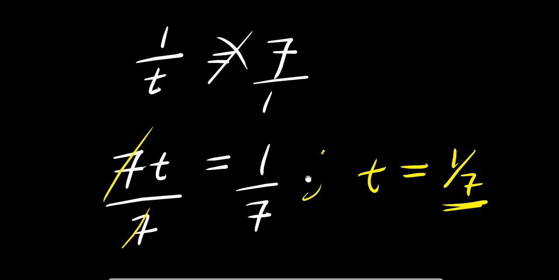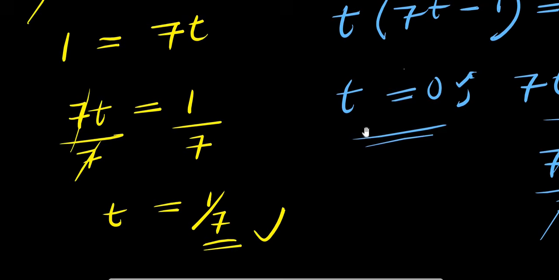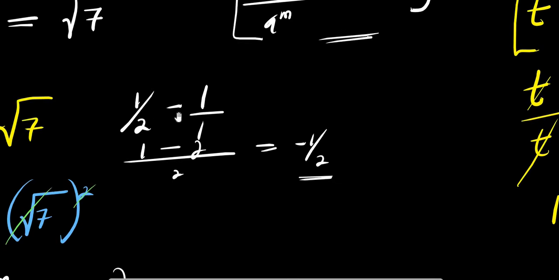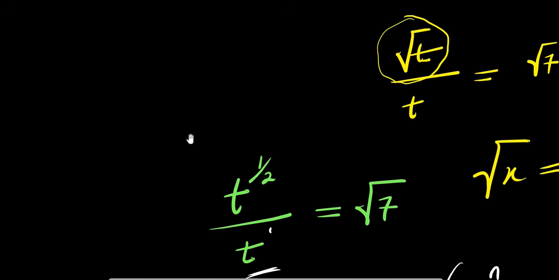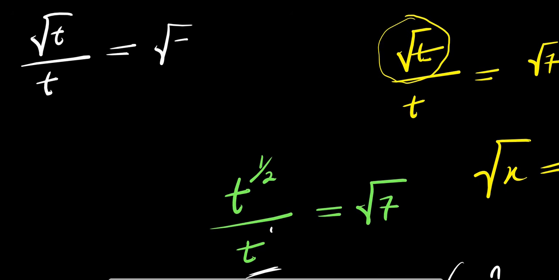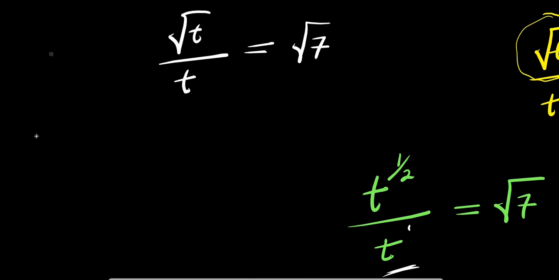So in this other method, we are having 1 over 7. The first method, we have 1 over 7 and also 0. So all these are the solutions that we are going to test their credibility. So let's copy out the question, which is square root of t divided by t equals square root of 7. We have two solutions. t equals 0. t equals 1 over 7.